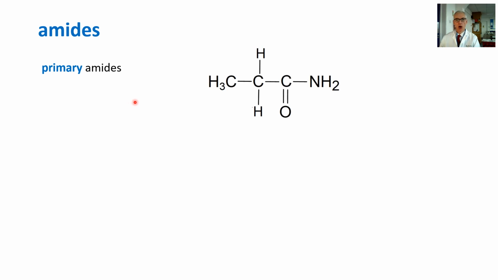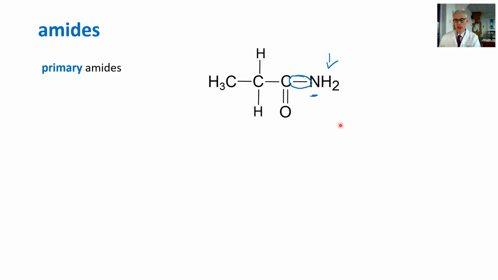So here's an example of a primary amide. The key point is that the nitrogen here is bonded to one carbon, so there's just the one nitrogen-carbon bond. Alternatively, you can count the hydrogens. There's two hydrogens, but most usually we say this is a primary amide as there is just the one nitrogen-carbon single bond.